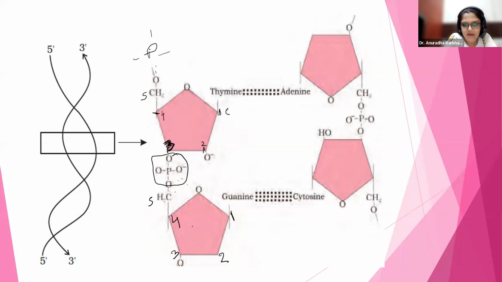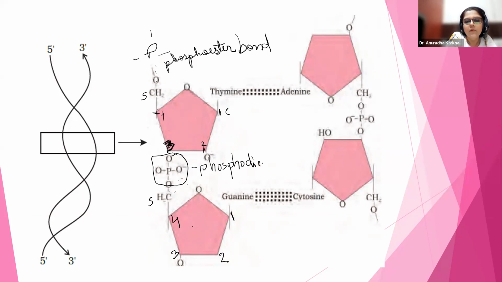Did you all understand? Okay, so this particular bond, with only one single bond between the phosphate and the carbon, is going to be called a phosphoester bond, while this phosphate which is connected to both the sugars is going to be called a phosphodiester bond. Okay? So please remember these.